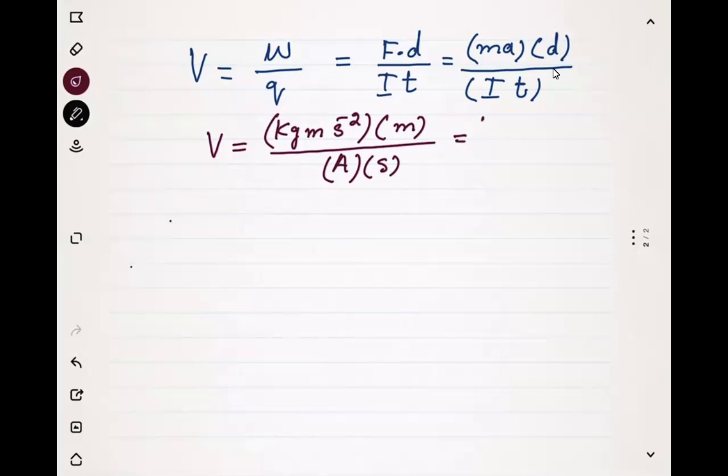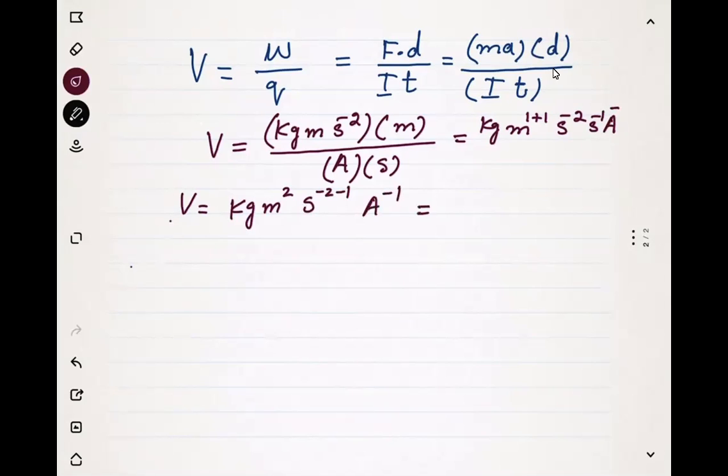So finally this would become kilogram meter square. It would become kilogram, then we have meter power 1 plus 1, second power minus 2, second power minus 1, and ampere power minus 1. So this is the final form of the unit. So for voltage it would become kilogram meter square, second minus 2 minus 1, ampere minus 1. So we get kilogram meter square, second minus 3, ampere minus 1.